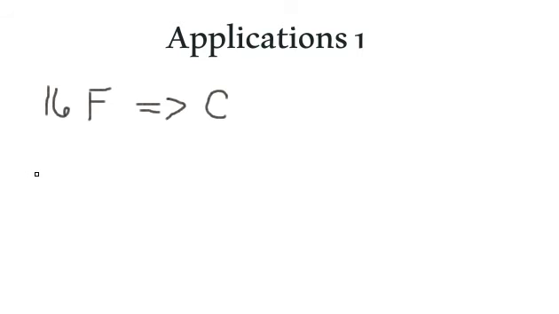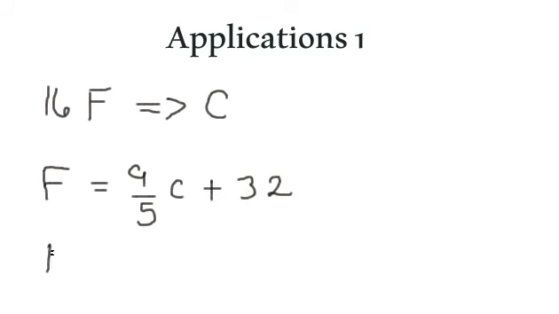Okay, so I'm going to start with what we did just a minute ago. Fahrenheit was equal to 9/5 C plus 32. And we want to solve for C in this problem. So I'm going to take this 32 over to the other side. So we have F minus 32 equals 9/5 C.